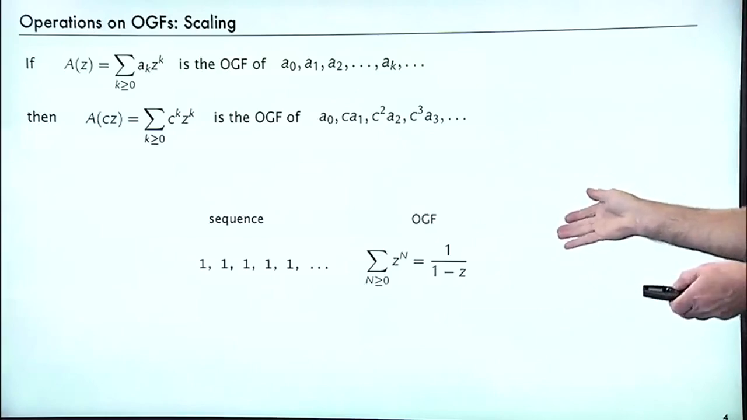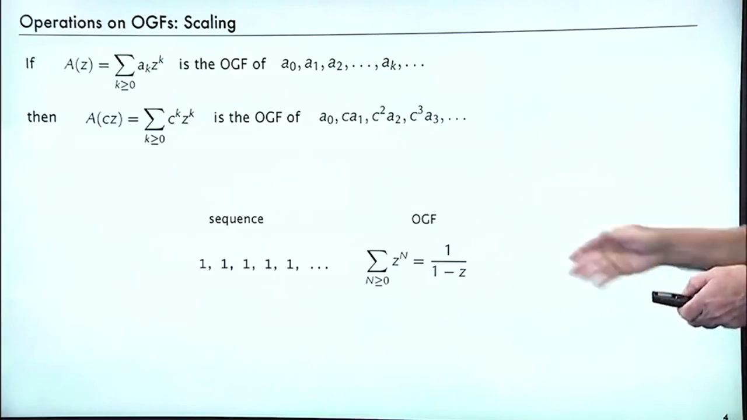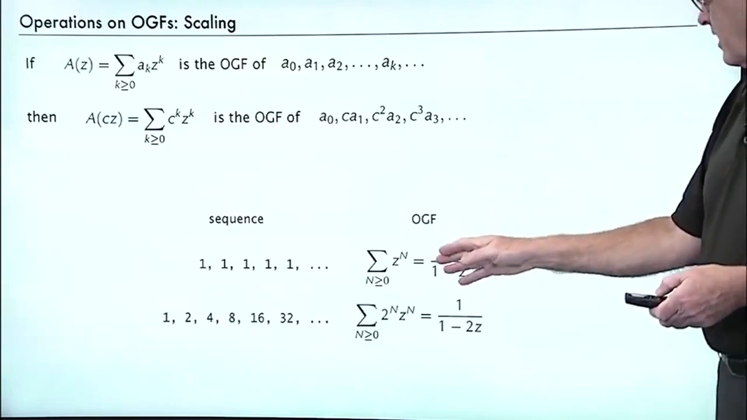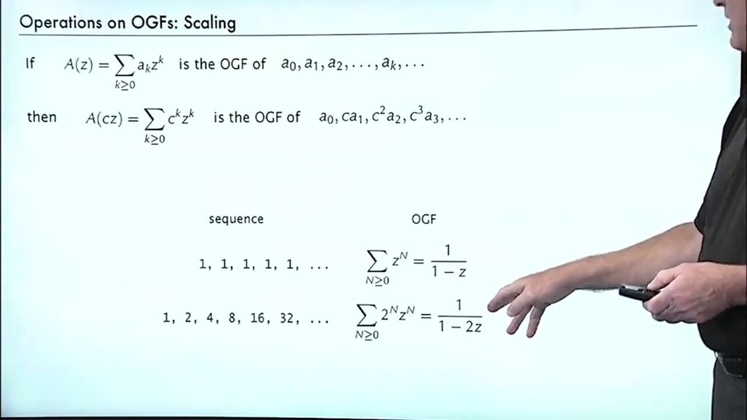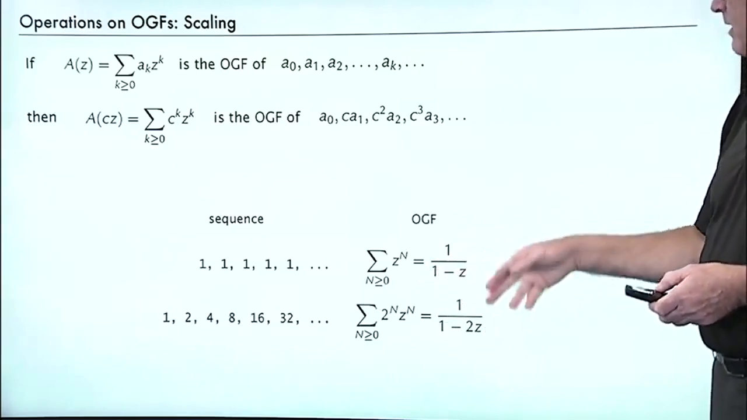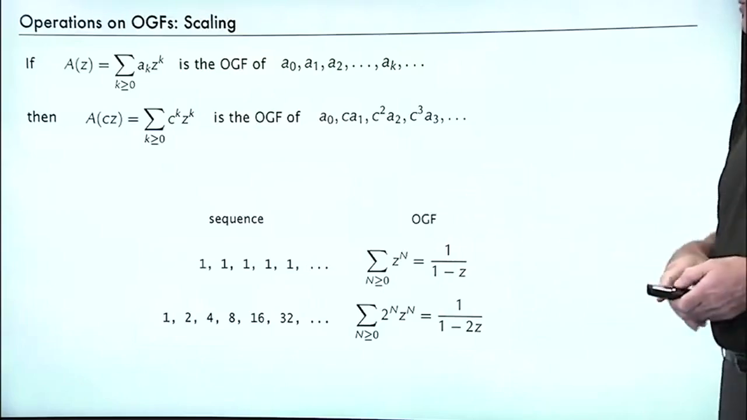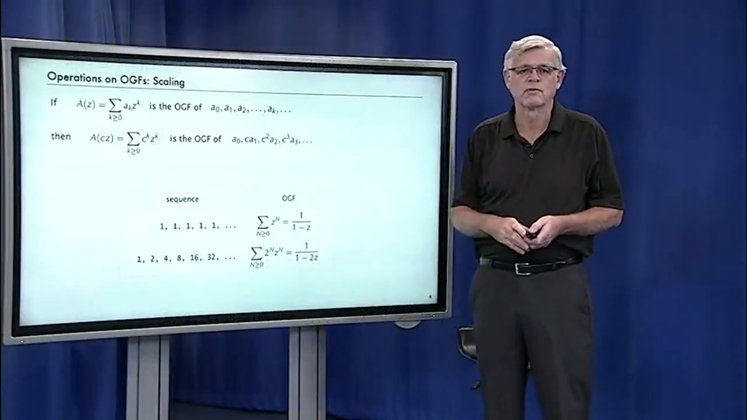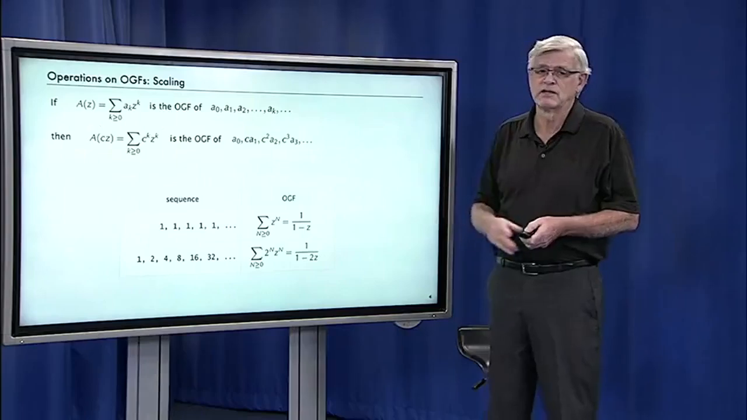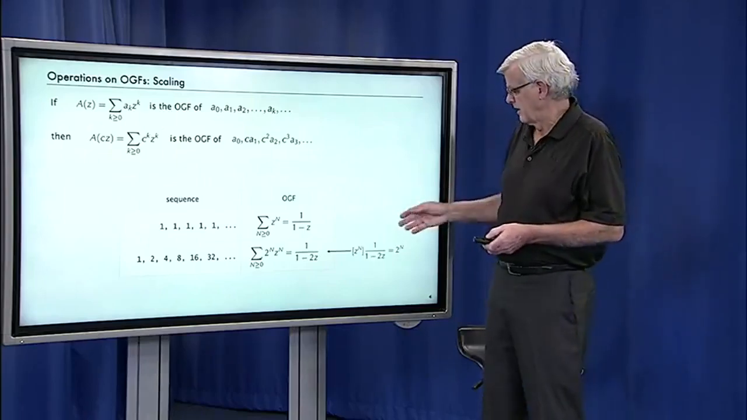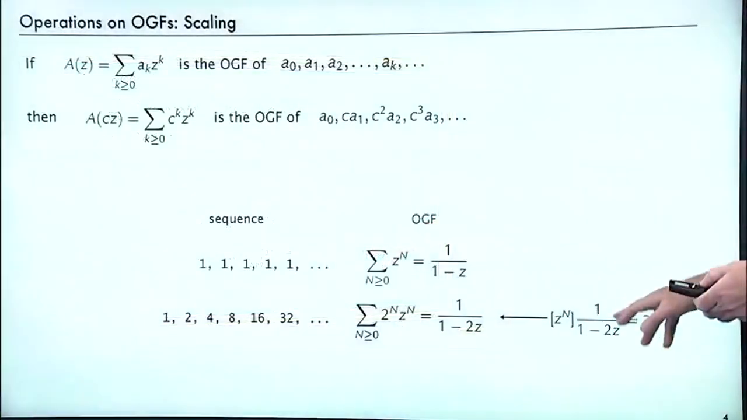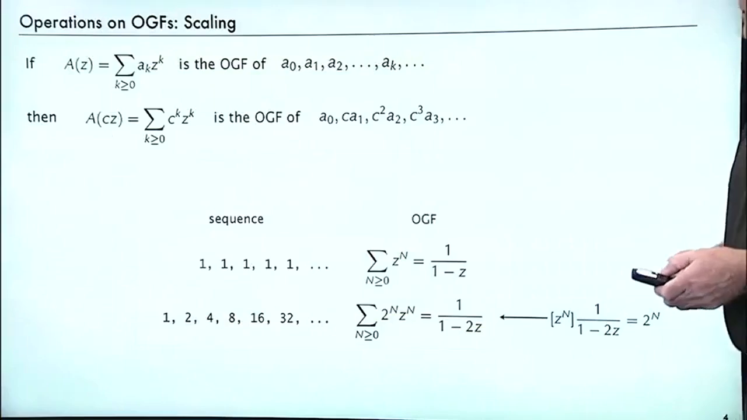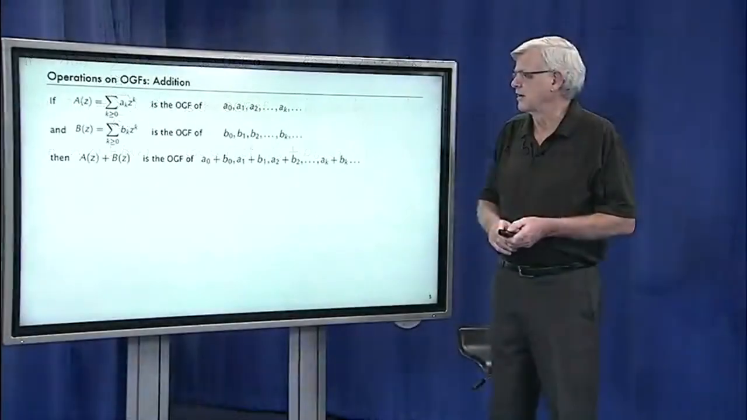So here, for example, if you have the sequence that's all ones with its OGF 1/(1-z), then 1/(1-2z) is the sum of 2^n z^n, which is the generating function for the powers of 2. So that's scaling. That's an easy way to get generating functions for different sequences out of a known sequence. And again, we'd say the coefficient of z^n in 1/(1-2z) is 2^n. So that's scaling.